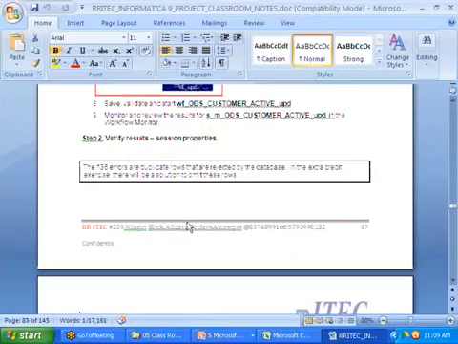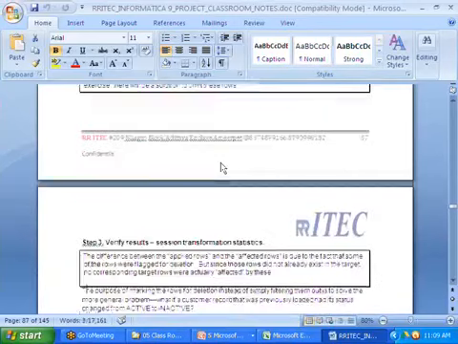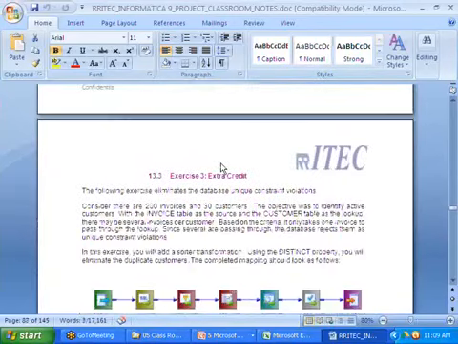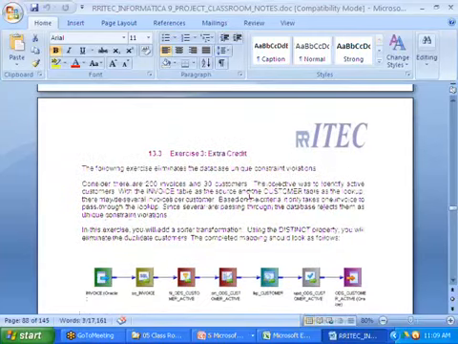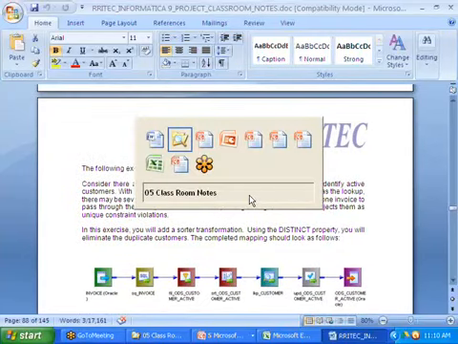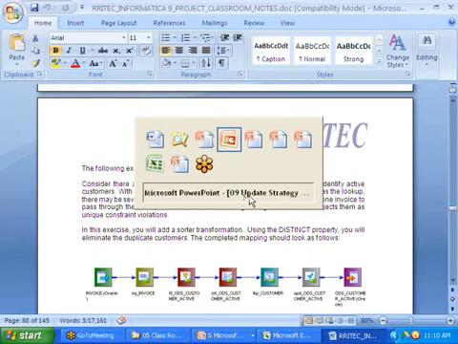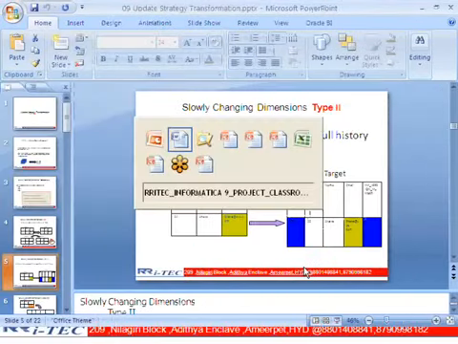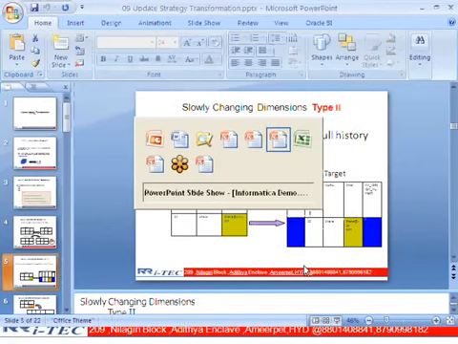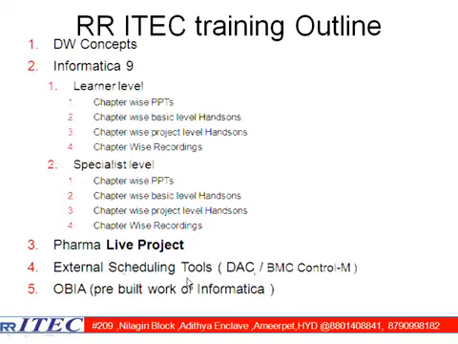Exercise 2 is to observe the result set, verify the result, and all those things I am providing here. In this way the document is available, so you are able to do your work on your own or not, sir. That's my goal. That is the meaning of chapter wise PPTs and chapter wise hands-ons. Chapter wise PPTs are available, and I just showed the chapter wise basic level hands-on, and the project level hands-ons.